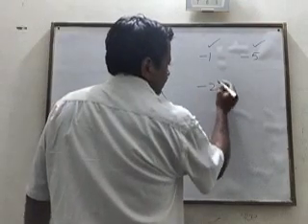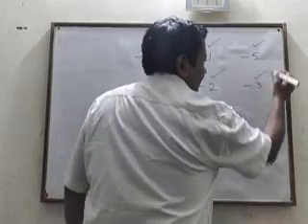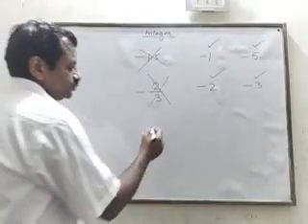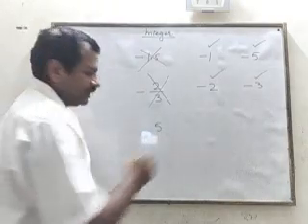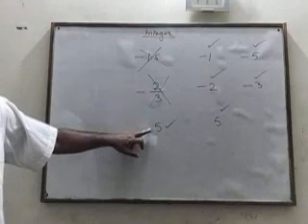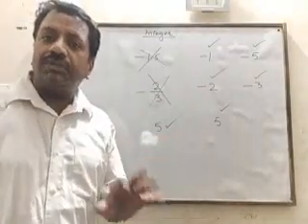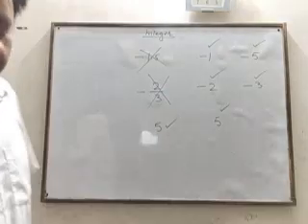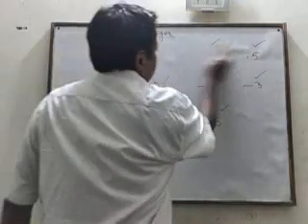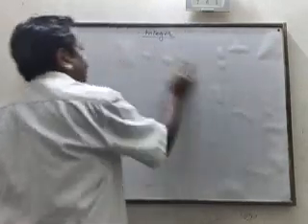Minus 2, it is an integer. Minus 3, it is an integer. 5, yes, it is an integer. 5 is also an integer. Positive number or negative number, but number must be complete. So this is what the integers are. Complete numbers with plus or minus sign along with 0 are integers.